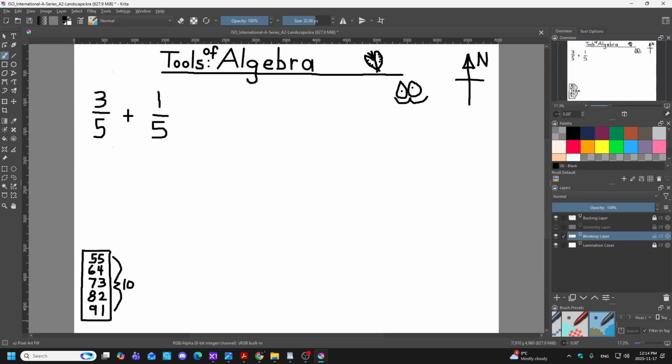All right, how are we doing for time? I think I'm going to leave it at that. That's a good starting example. Then we'll continue with addition and subtraction of fractions.